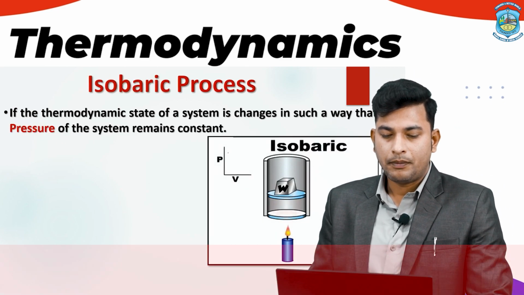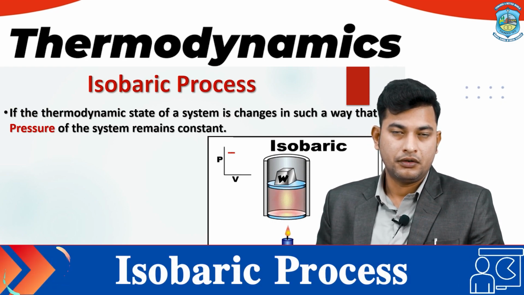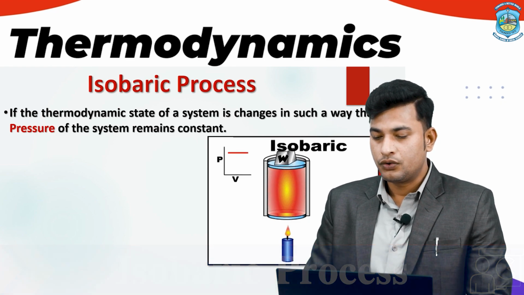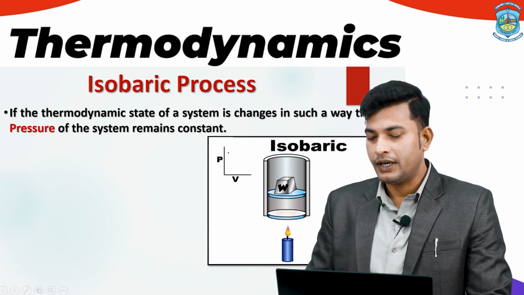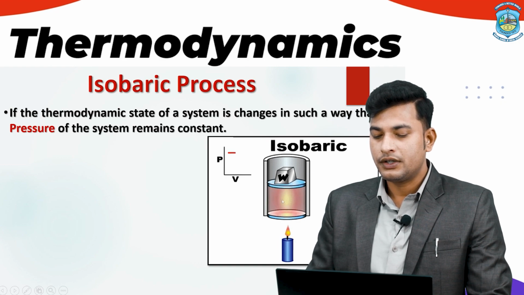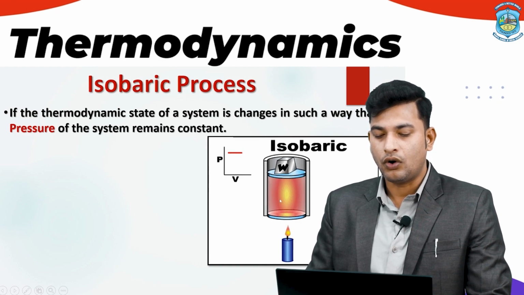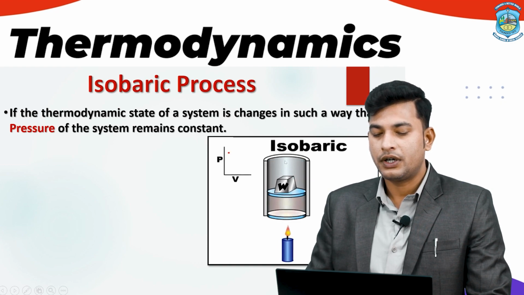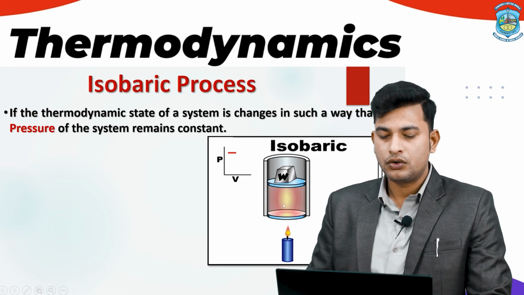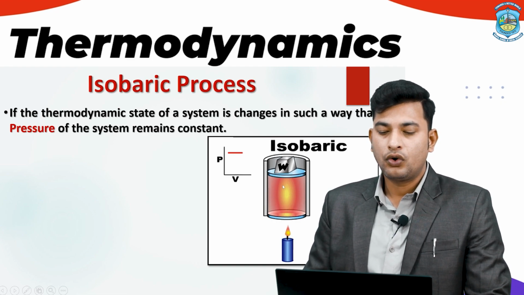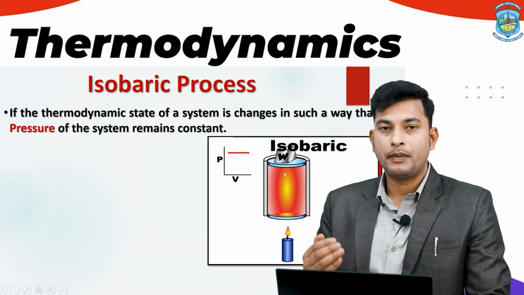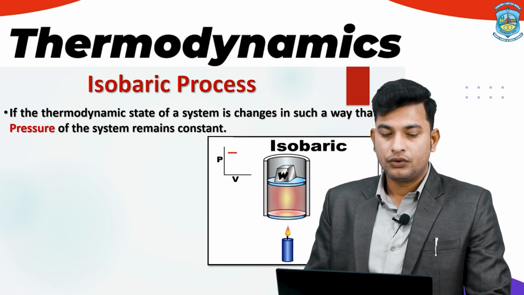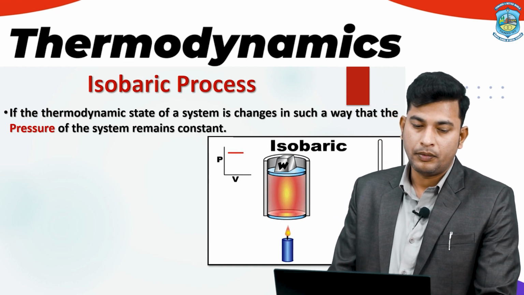After that, we have the isobaric process. As we all know, in this process the pressure of the system will remain constant. In the image we can see that the temperature is getting changed. As the temperature is getting changed, the heat inside this piston is also getting changed, and the volume of the system also changes, as the piston is going up and down. But the amount of pressure with which the piston comes back to its own position is constant. It is not getting changed. So this process is known as the isobaric process.